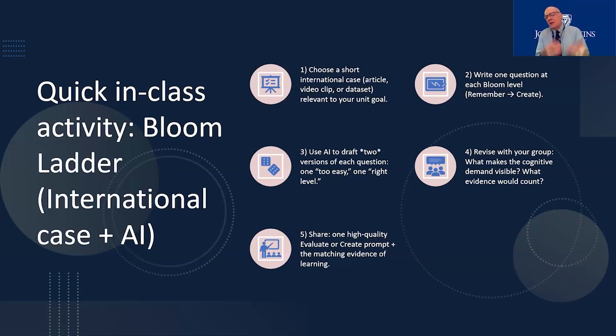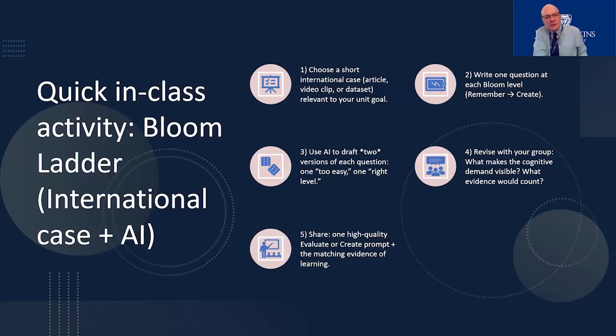And so we're beginning to see on an international scale how AI has come into our lives with regard to learning design. So right now, what we would do is choose a short international case study to review, and that could be an article, a video clip, or some data set that's relevant to something your team, your project, is working on. And we would ask you to write one question at the Bloom level of remember all the way up to create. So we would ask your team to create a learning objective goal using that.